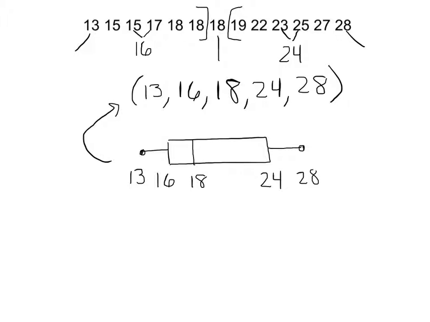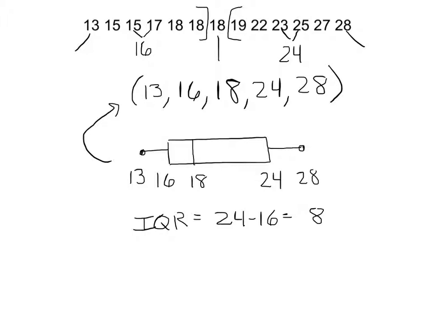How do I decide if there are any outliers? Well, the first thing I have to do is I have to find my IQR, my interquartile range. So I take my 24, I subtract my 16, and I find my IQR to be 8.